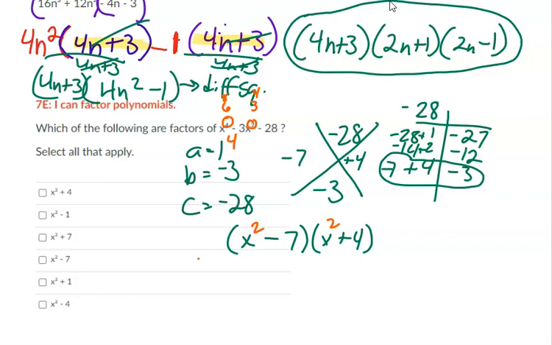From there, it doesn't look like you can factor these further unless you want to have irrational numbers and imaginary numbers. So that's it. x squared plus 4 and x squared minus 7. Those are your factors.